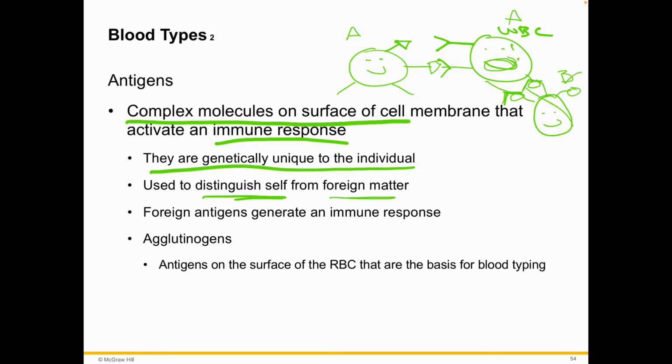And they're going to signal for the degradation of that individual. So it's really important because we need to keep foreign matter such as bacteria and other cells that could be damaging the body out of there. So that's kind of the basics of it. Foreign antigens generate that immune response, right? So they signal that something bad is happening, some foreign invader is here, so we better respond.